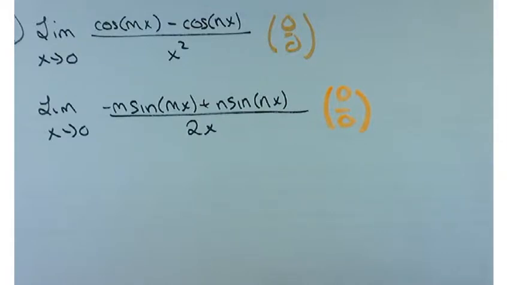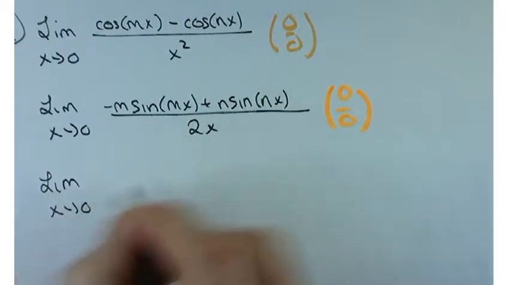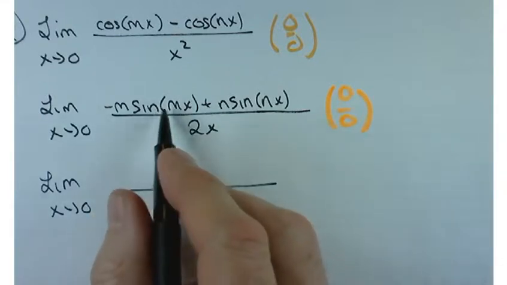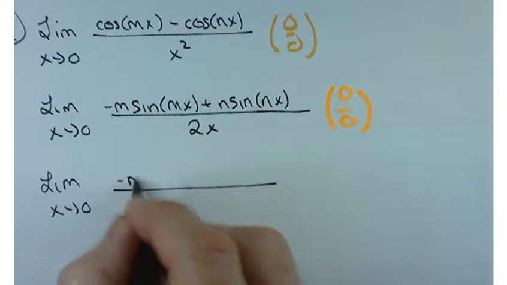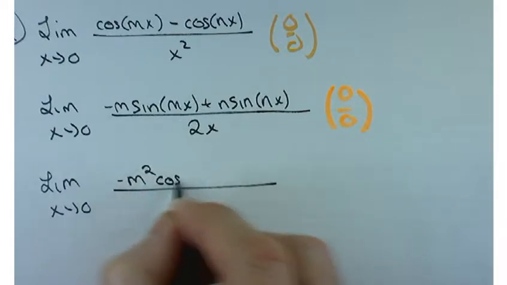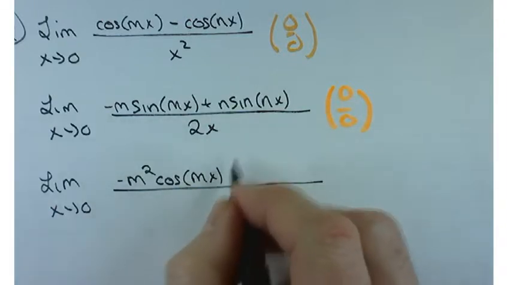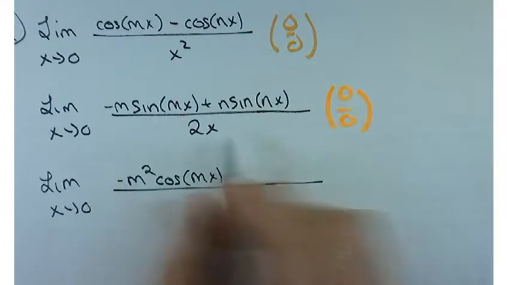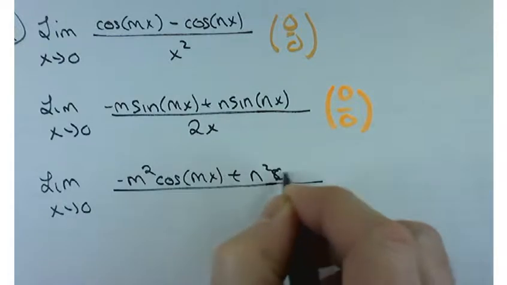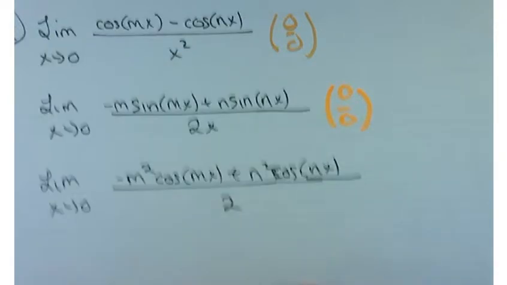Try L'Hopital's rule again. So the limit as x approaches 0, derivative of sine is cosine, times derivative of the inside, that's going to be minus m, anyone? Squared, good. Cosine of mx plus n squared cosine of nx over 2.